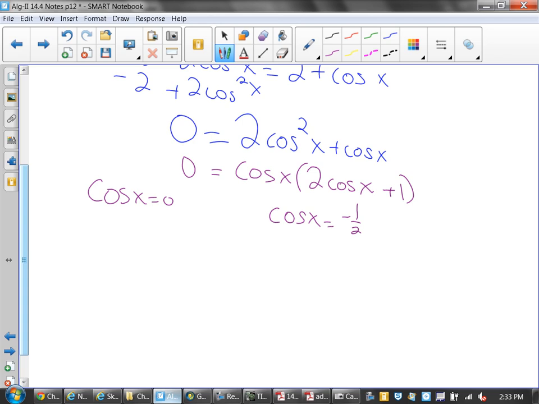I've been shortcutting that second step all day today. Is everybody okay with that? Knowing that 2 cosine x plus 1 has to equal 0, I know I'm going to subtract 1 and divide by 2, just move it over. Where are you with that? We just did this problem. Where's cosine of x? Where does it equal 0?